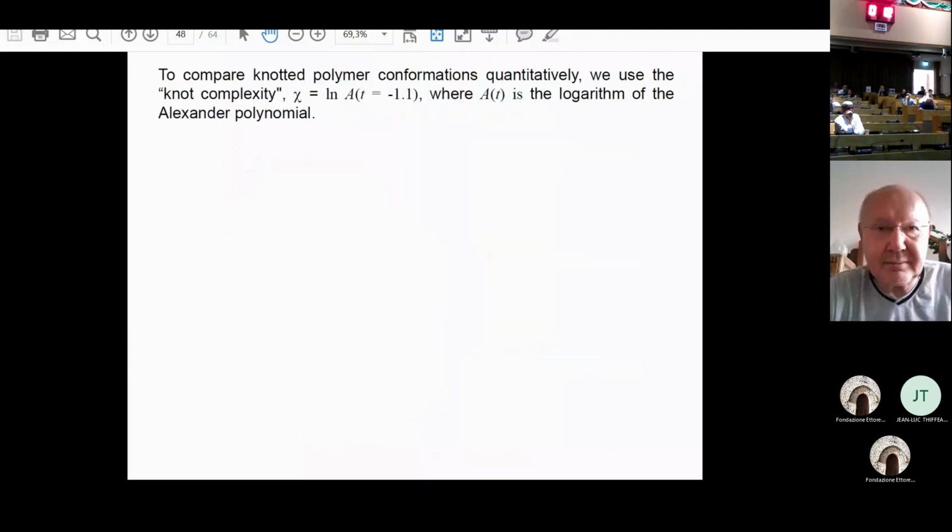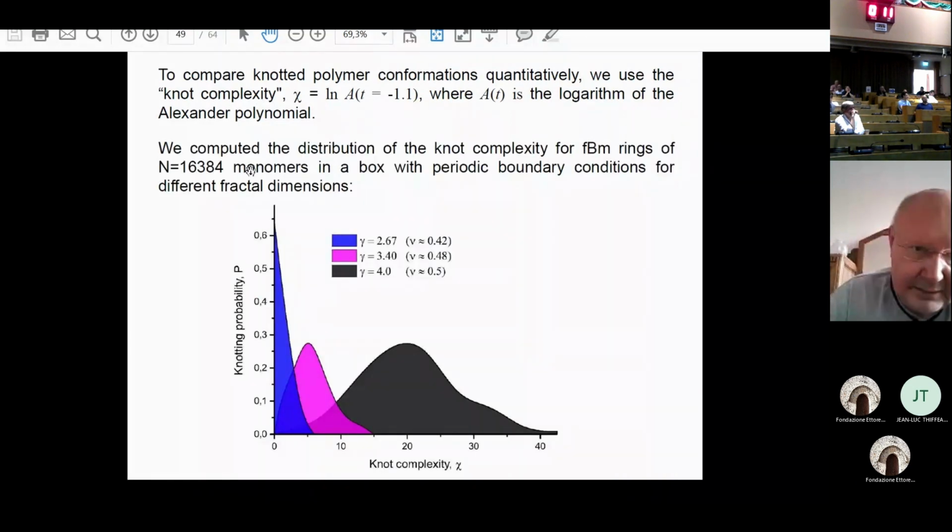So having this, we can try to compare different polymer conformations qualitatively, and as usual we can use the Alexander polynomial computed at some special point. Of course it's mathematically not rigorous, but for physical needs it's sufficient. The Alexander polynomial computed at this value of the parameter distinguishes different topological conformations sufficiently well, and so this is sufficient for our statistical computations.